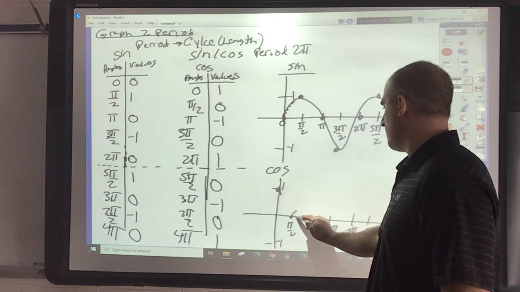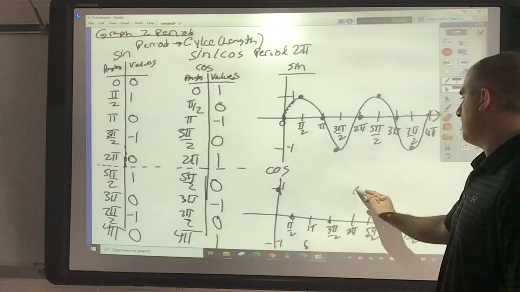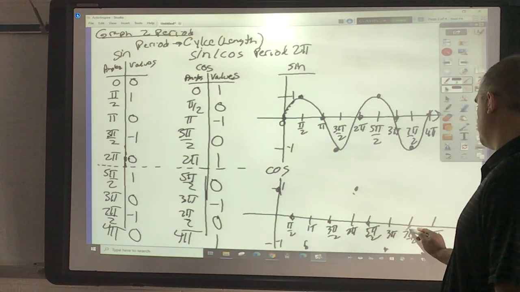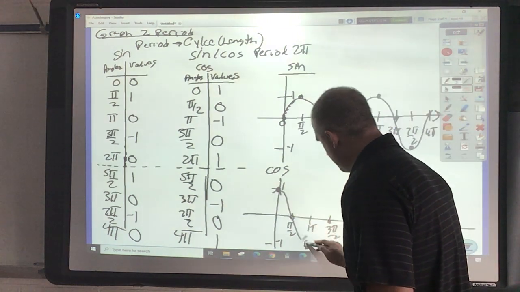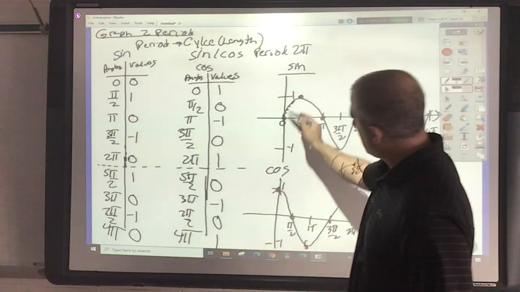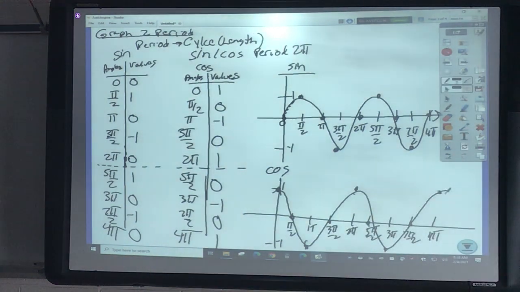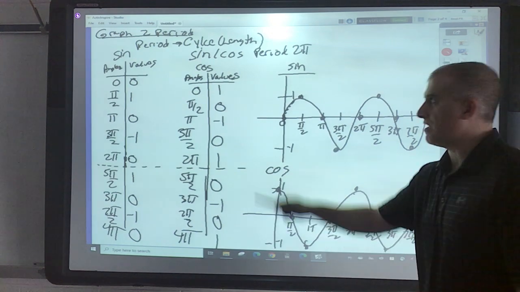At pi over 2, I'm at 0. At pi, I'm at negative 1. 3 pi over 2, 0. 2 pi, 1. 5 pi over 2, 0. 3 pi, negative 1. 7 pi over 2, 0. 4 pi, 1. So it looks like this, a little bit different. Now, this actually keeps on going both directions into the negative angles, which we'll talk about later. Same thing for this one.